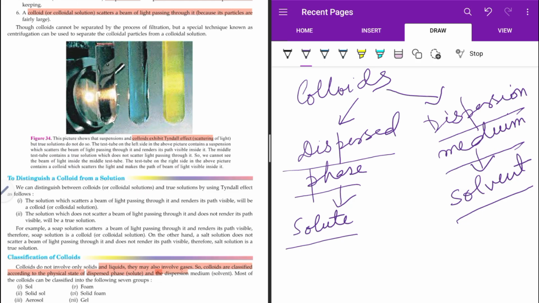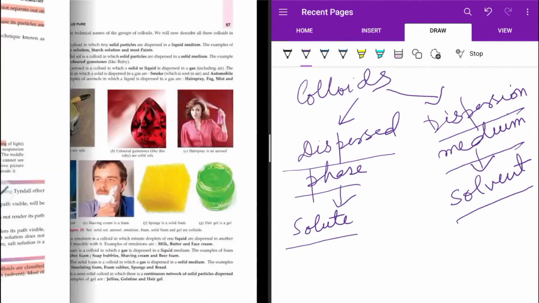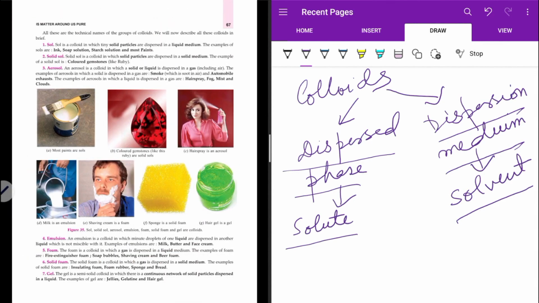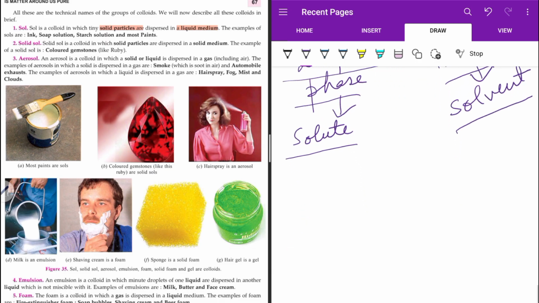In higher classes you have these things: sol, solid sol, aerosol, emulsion, foam, gel. These all are examples of different types of colloids. So let us see one by one. What is a sol? Sol means the colloidal particles in which the solid particles are dispersed in a liquid medium. So if the solute is solid and the solvent is liquid, it forms a sol.